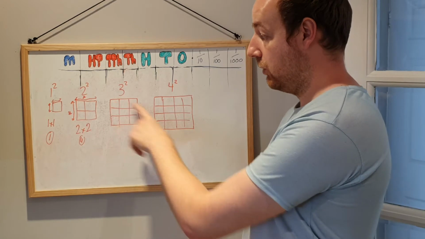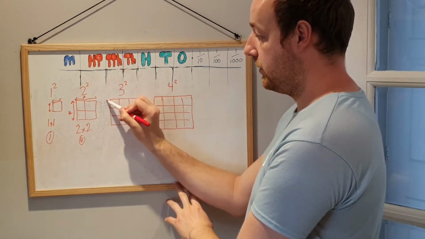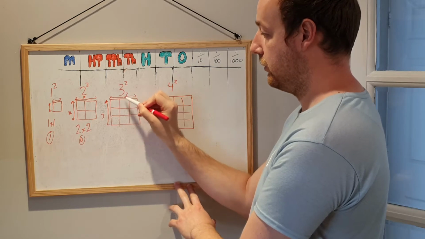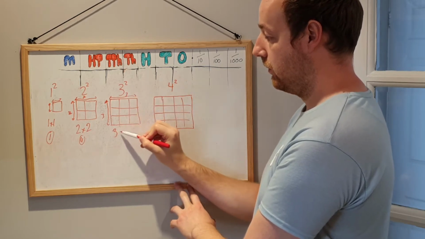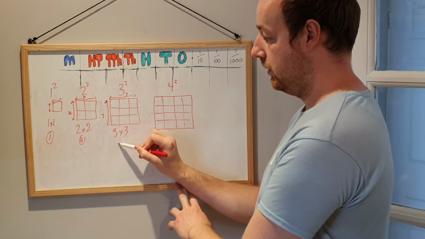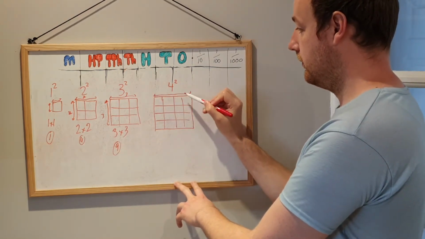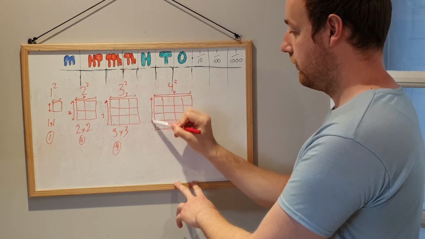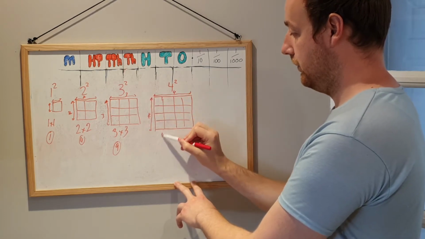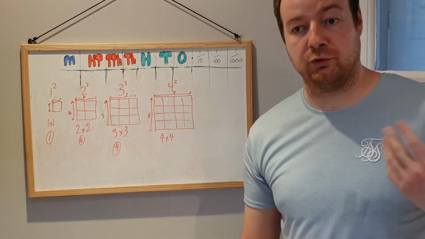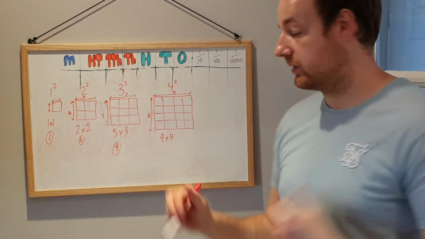Okay, so 3 squared, I have 3 squares going down, I have 3 squares going across. My array is 3 times 3, which is 9. 4 squared, 4 going across, 4 going down. 4 times 4, we know our trick with our times tables, double it again. 4, 8, 16.